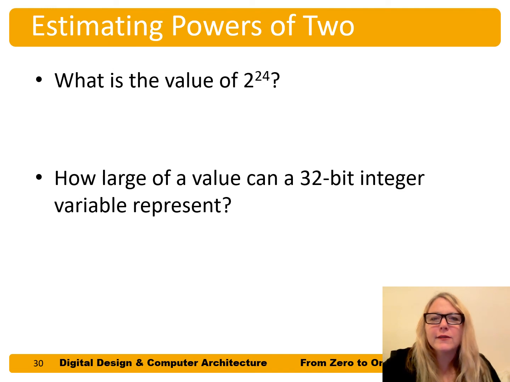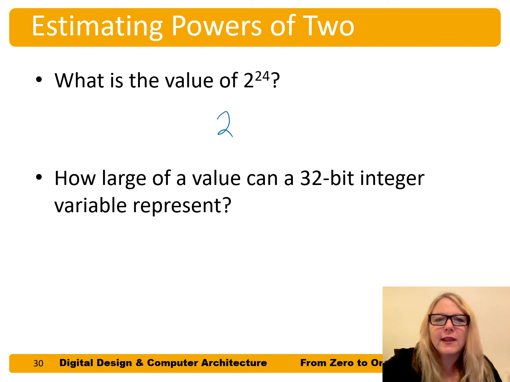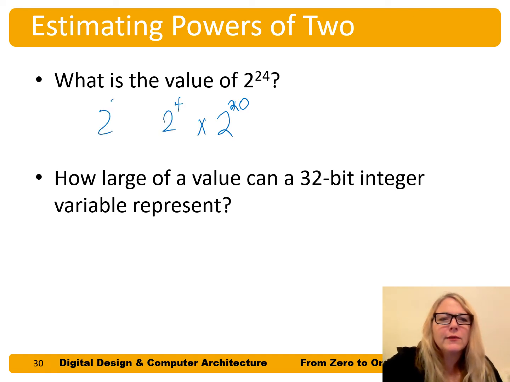So what is the value 2 to the 24? Well, we factor out the largest power of 10 kind of, so in this case 2 to the 20, and then we factor out the remaining amount, 2 to the 4. We get 2 to the 24 is equal to 2 to the 4 times 2 to the 20. 2 to the 4 is 16, and 2 to the 20 is a mega, or a million, so it's approximately 16 million.